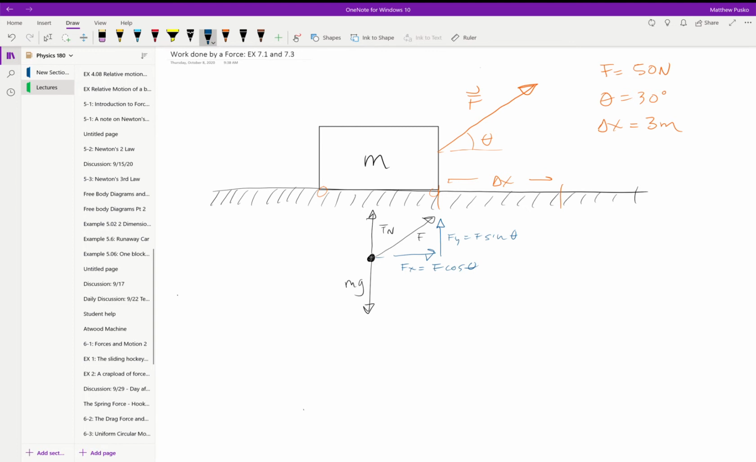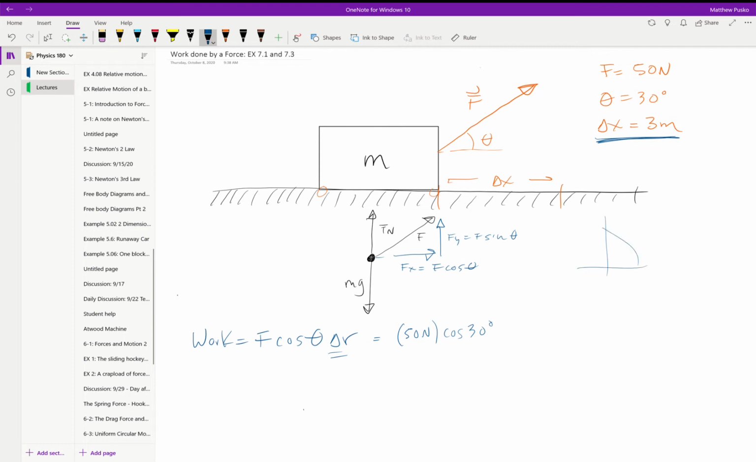Now they want to know how much work was done moving this mass through a displacement of 3 meters. So we can go directly to work is equal to force times the cosine of the angle between it and the displacement, times the displacement itself. You might see delta R, delta S, delta X, delta Y, all the same. So we have the magnitude of the force, a 50 Newton force, and the angle, the cosine of 30 degrees.